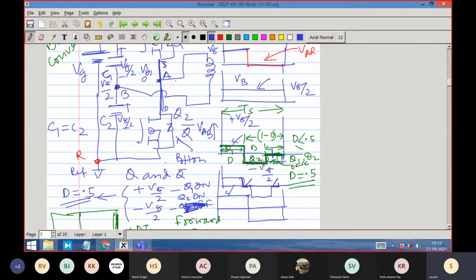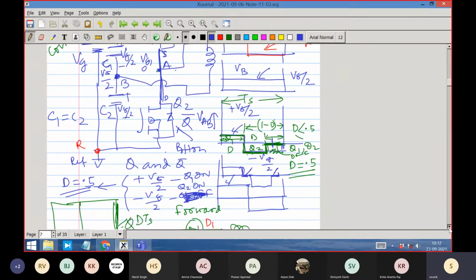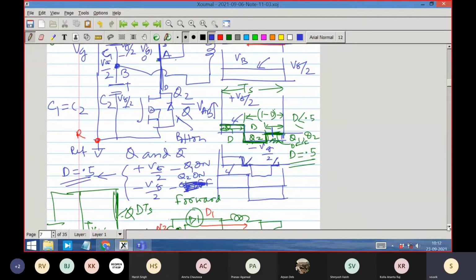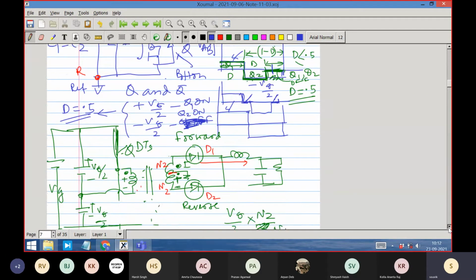So let us now draw the full circuit of this converter and understand how this objective is achieved. Objectives are volt-second balance of the transformer, having control over the duty ratio, and also imposing 0 voltage across the transformer during the duration when Q1 and Q2 both are off. I will show you how these 3 things are achieved here.